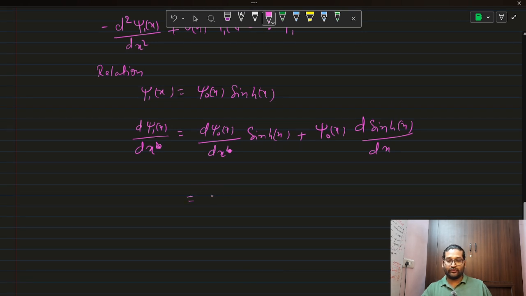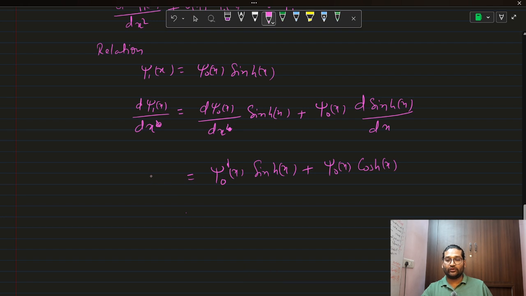So we can write it as psi naught dash x sine hyperbolic x plus psi naught x, since the derivative of sine hyperbolic x will give cos hyperbolic x. Okay, so this is psi 1 dash x.